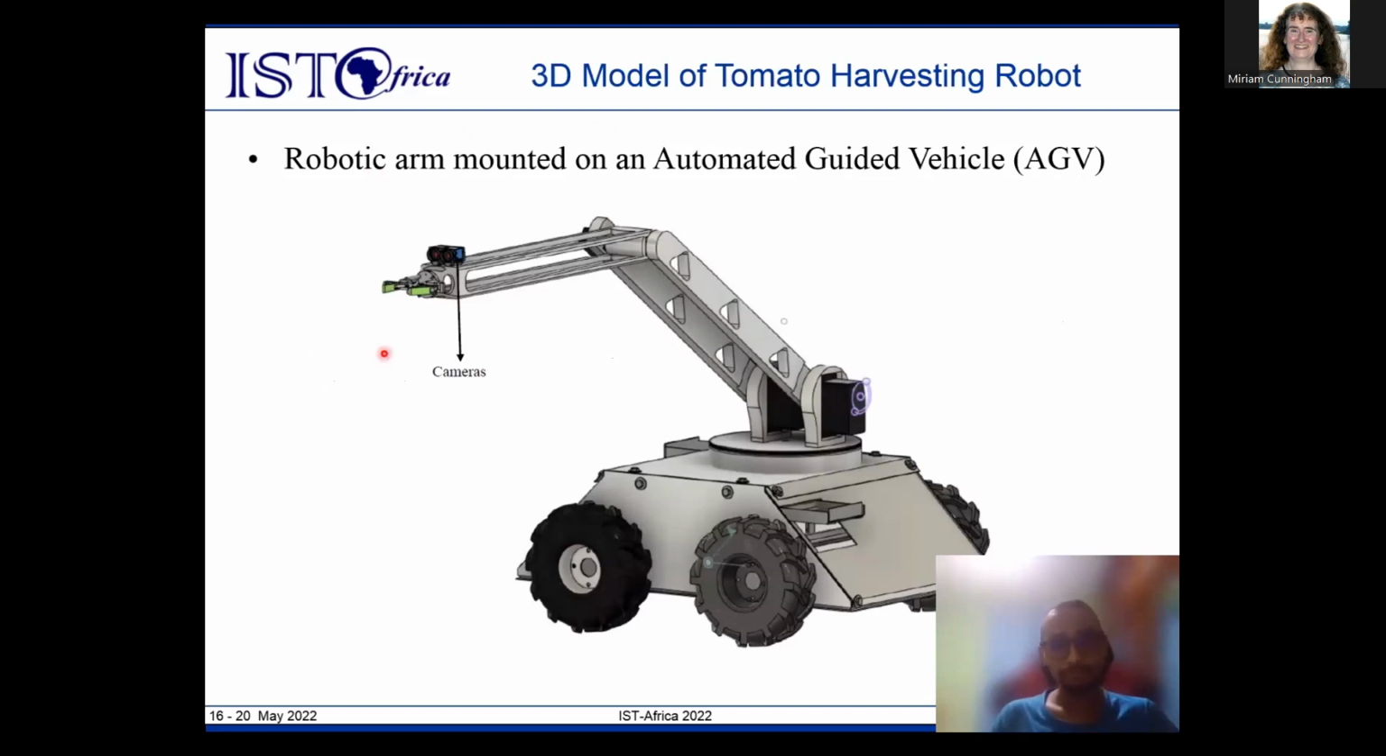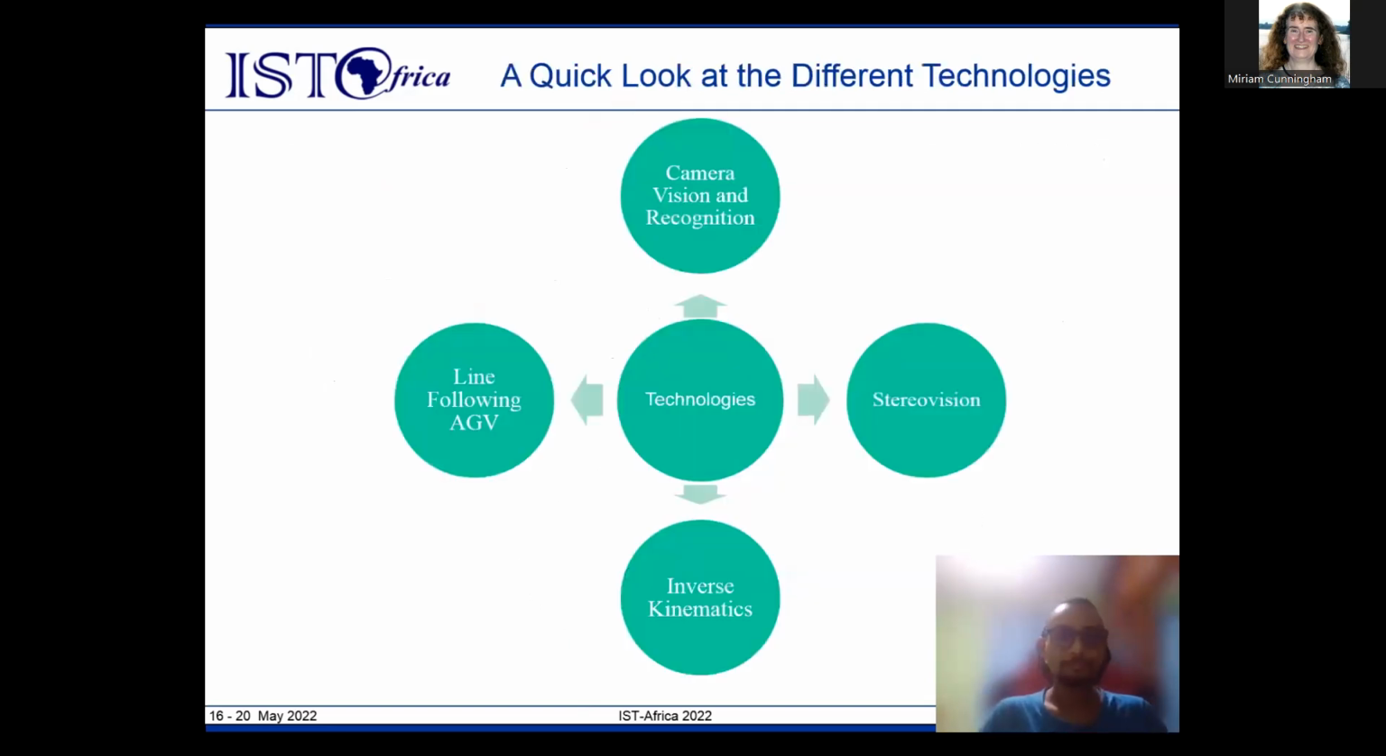You can see from here that the arm is mounted on an AGV and there are 2 cameras for detecting the tomatoes. Slots are available to place containers to store the fruits. We will now be looking at the different technologies that are currently being employed by the harvesting robot.